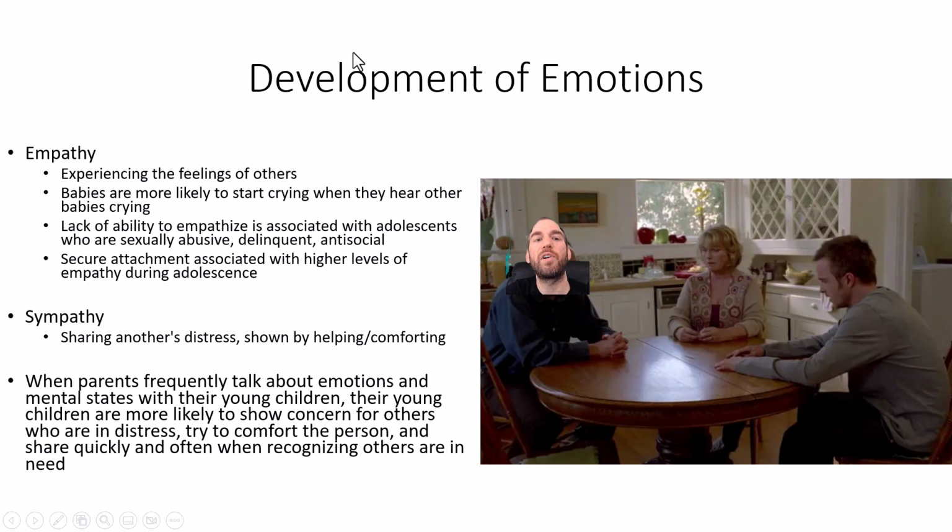Moving on to other emotions that are developed. Empathy is experiencing the feelings of others. Babies are more likely to start crying when they hear other babies crying. Lack of ability to empathize is associated with adolescents who are sexually abusive, delinquent, and antisocial. Secure attachment is associated with higher levels of empathy during adolescence.